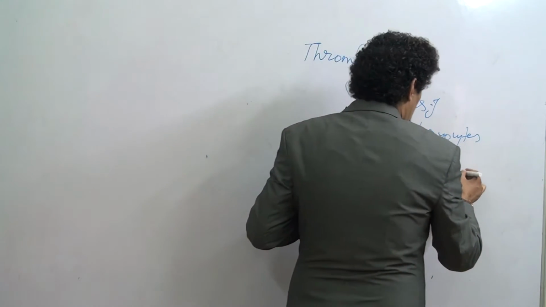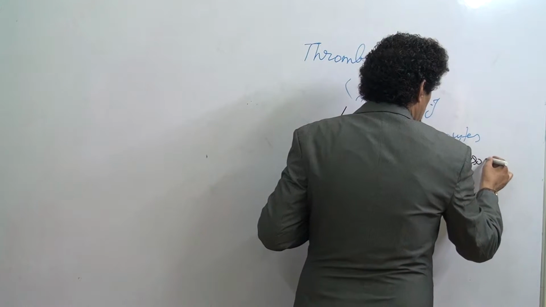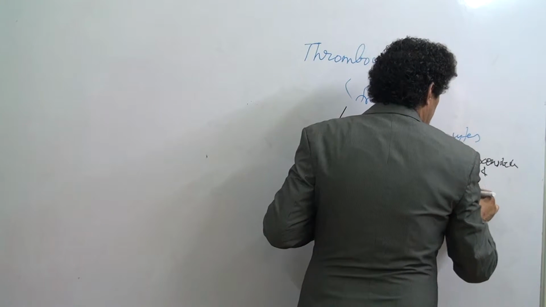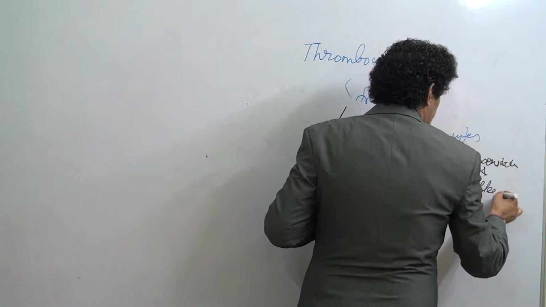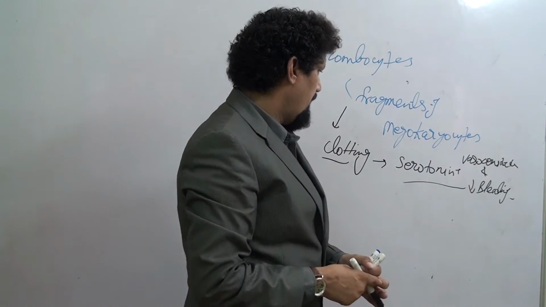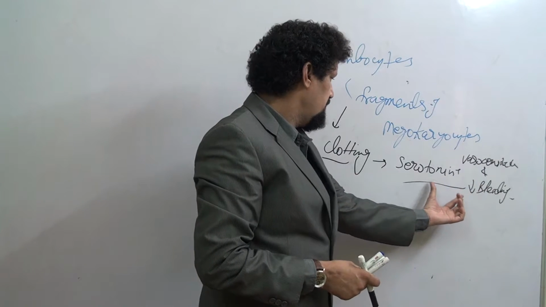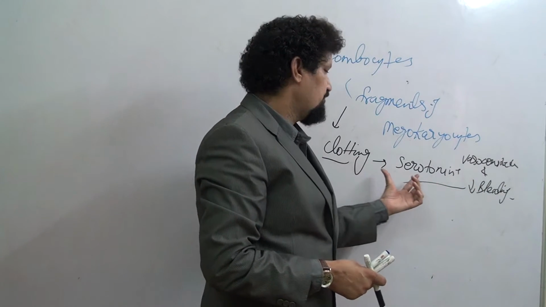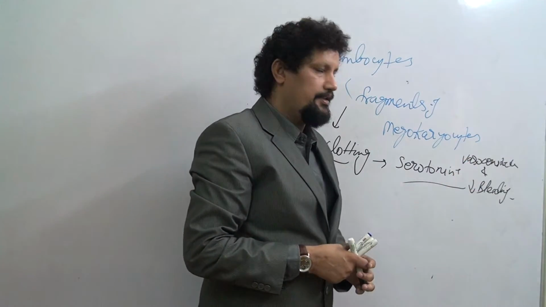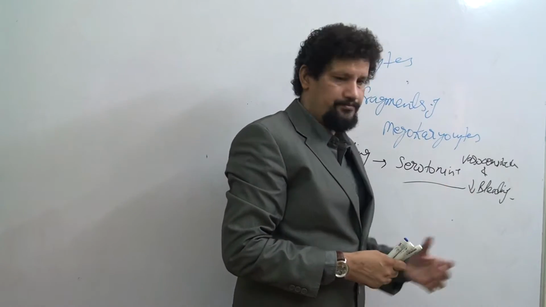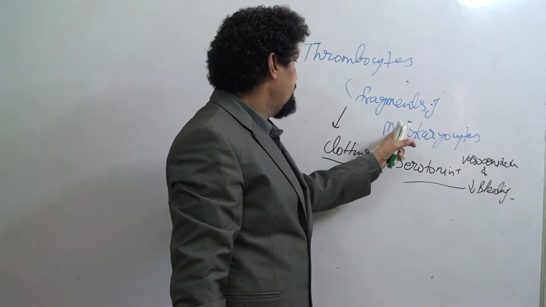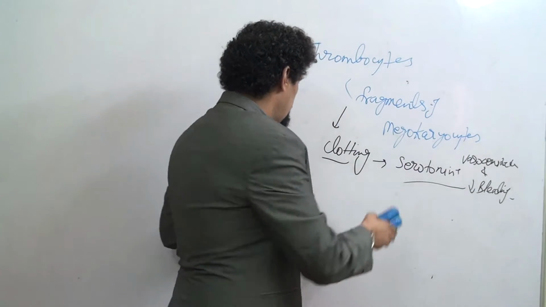So it is a vasoconstrictor and decreases bleeding. It stops bleeding not only by clotting but also by secreting serotonin, which is vasoconstrictive. The thrombocyte is a fragment of the large megakaryocytes in the bone marrow.